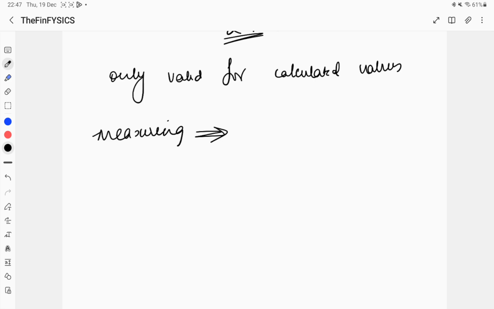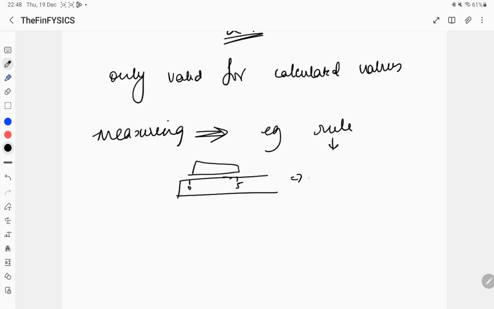Which means you will look at the instrument, the lowest dp, what it can measure. Say for example, if I'm using a meter rule, I know it can measure values till 1 decimal place, so I will always have to include that decimal place. So even if the length that you're measuring comes out to be exactly 5 centimeter, the correct way of expressing this is 5.0, because your rule is capable of measuring this.